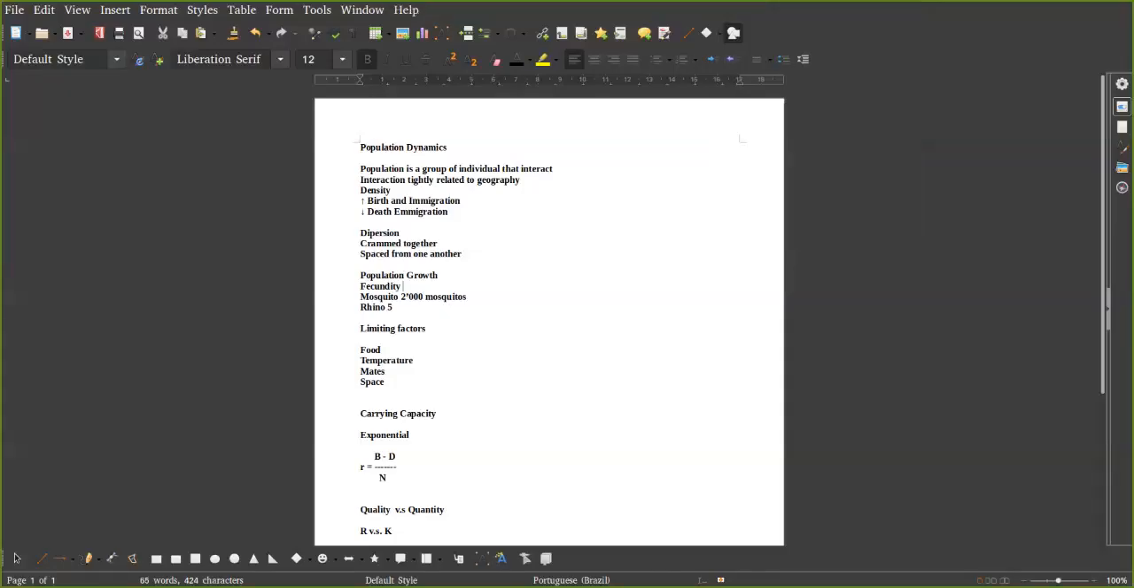So today in science, we're going to see briefly about population dynamics. So what is a population? A population is a group of individuals that interact with one another. And this interaction is tightly related to geography.